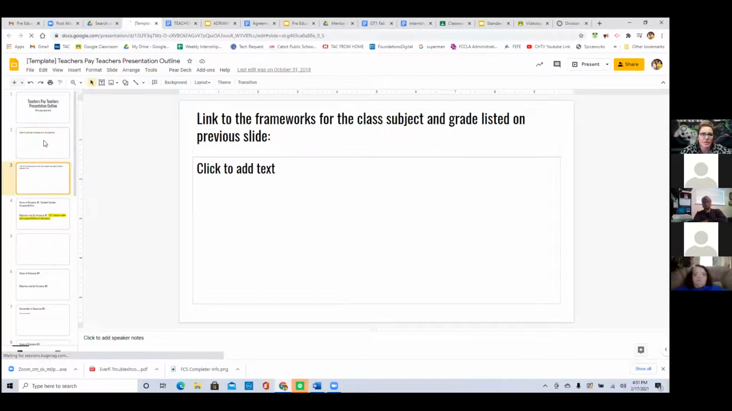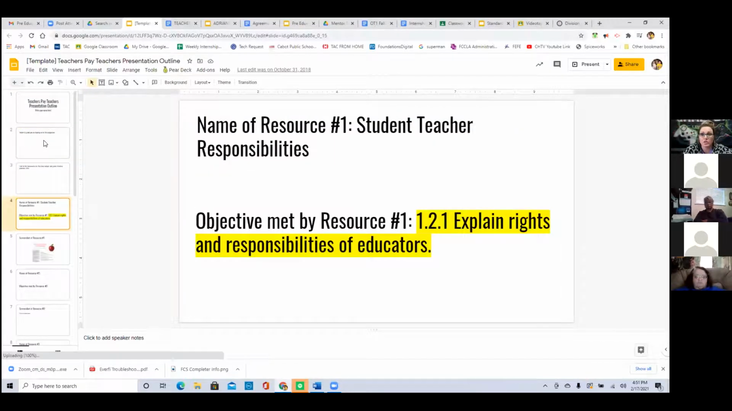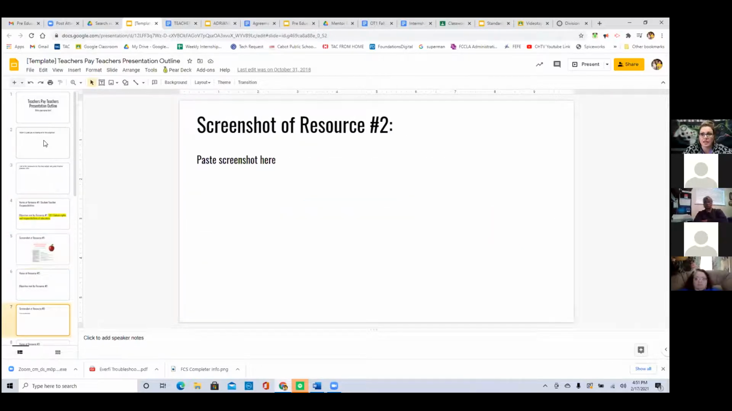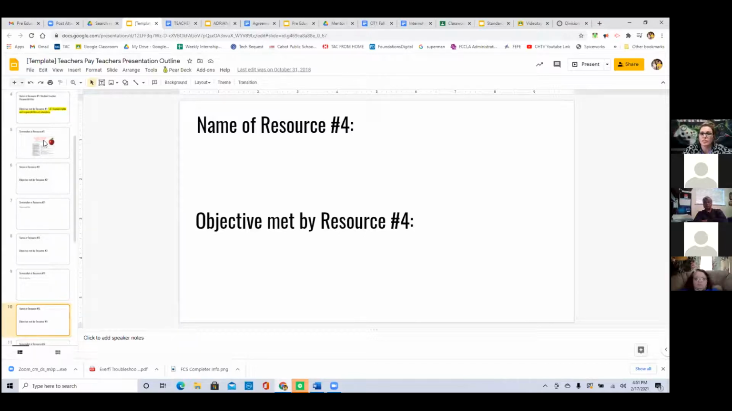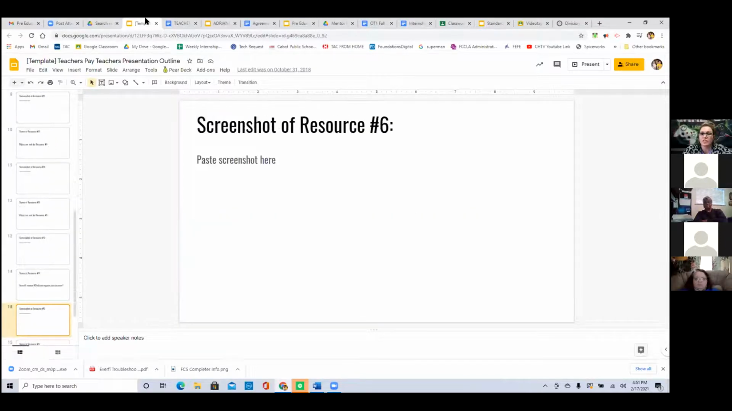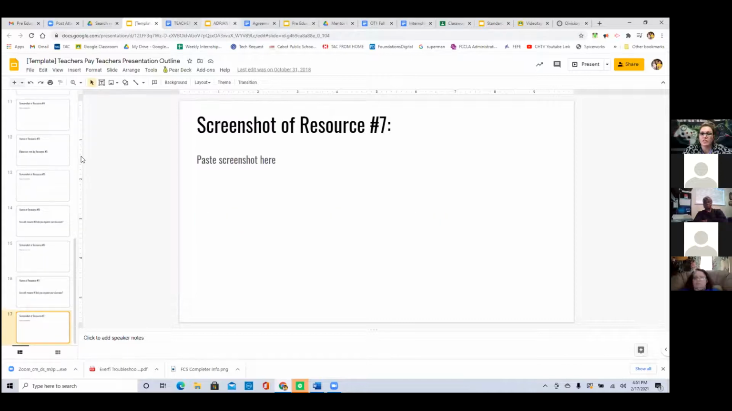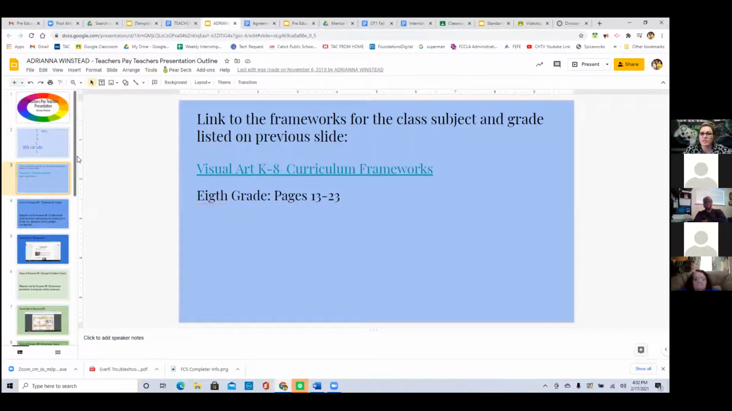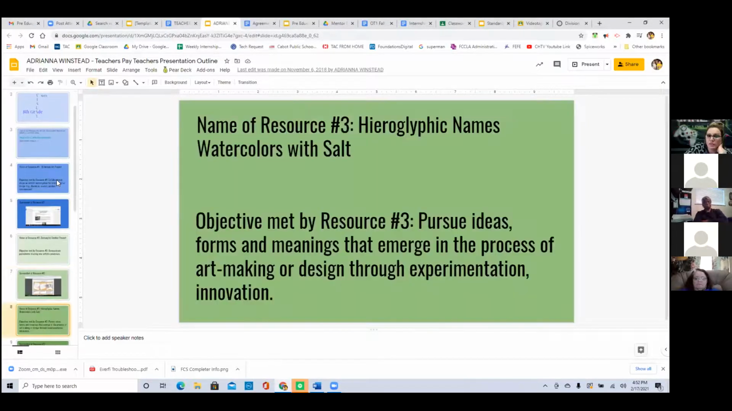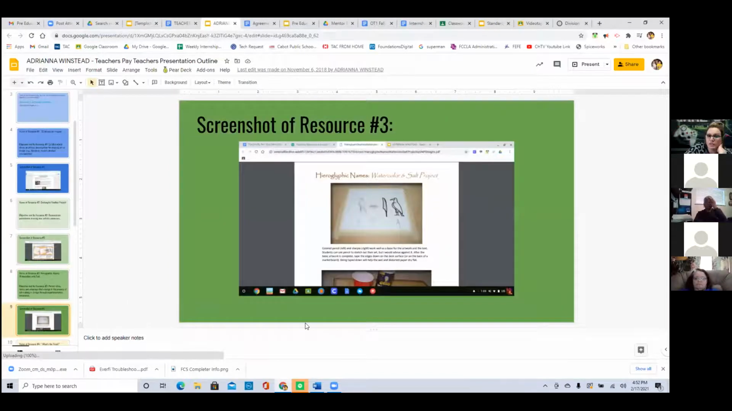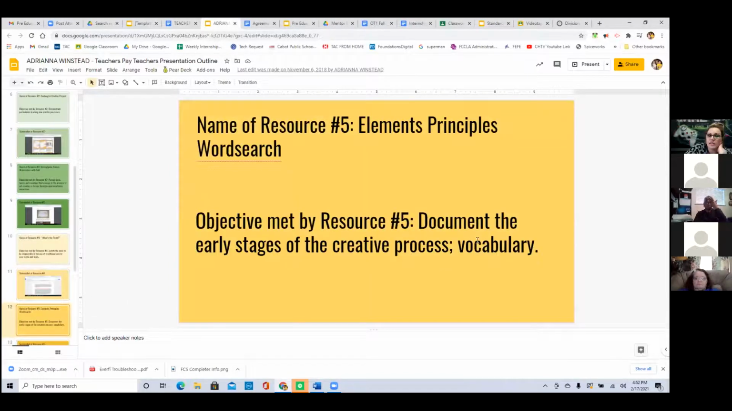This is what was posted on Google Classroom, and I put those examples there: a screenshot of the resource they found, and what objective was met by the resource. They also had to save this stuff. When I'm grading it, he actually got up in front of the class and showed everybody what they found, telling a little bit about each one. I added this part because I wanted them to learn how to look at their standards and find things.